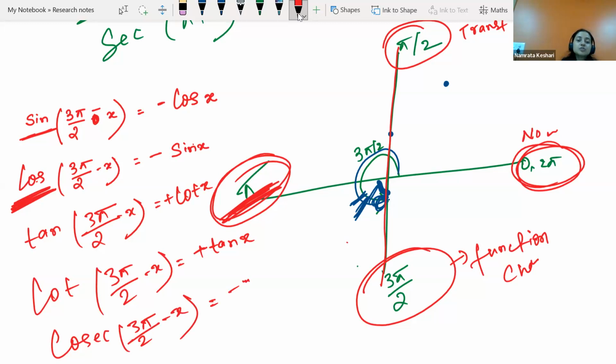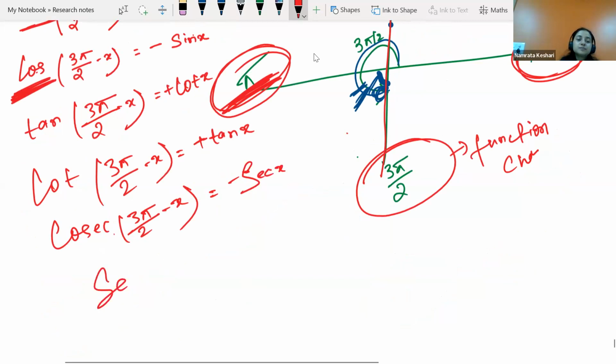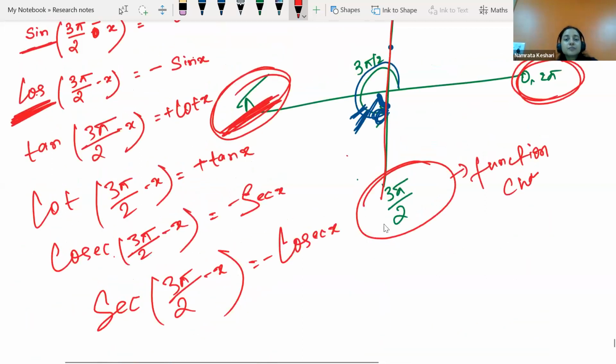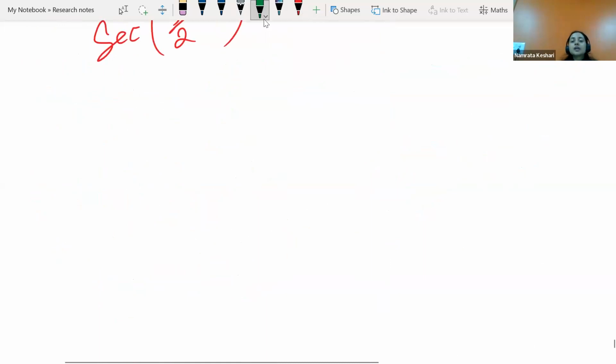Cosec will change to sec x. It will change to cosec x. Positive or negative? Negative. Ali, are you getting it, Ali? Yes, it's perfect, Alina. Now let's do the next one.